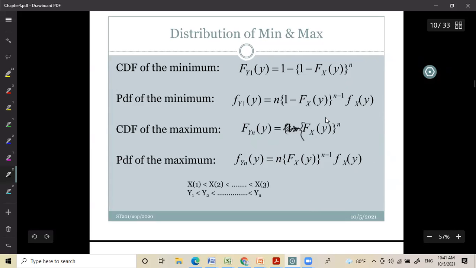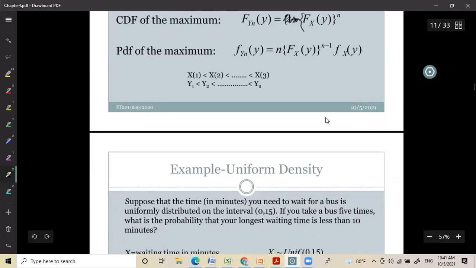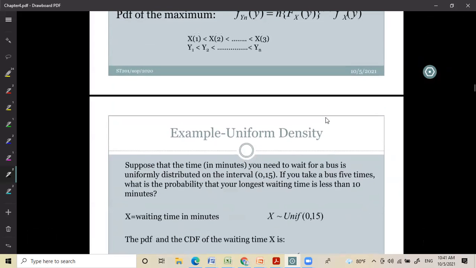Now, keeping those in our head, let's try to do an example. So here's the first example. It's based on the uniform distribution. Suppose that the time in minutes you need to wait for a bus is uniformly distributed on the interval 0 to 15. The waiting time is uniformly distributed within the interval 0 to 15.